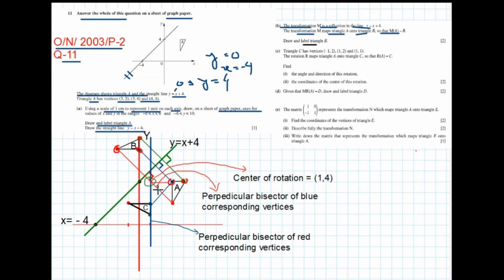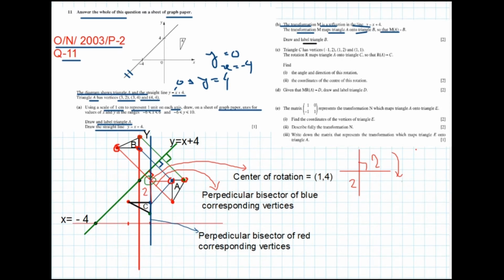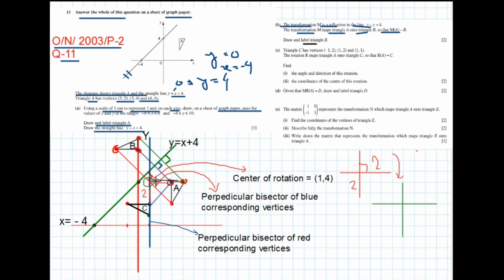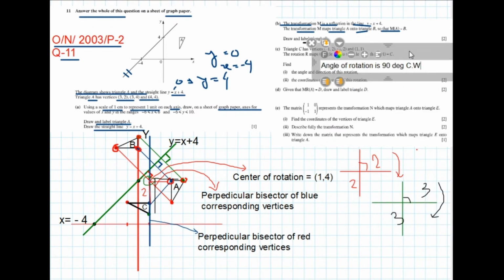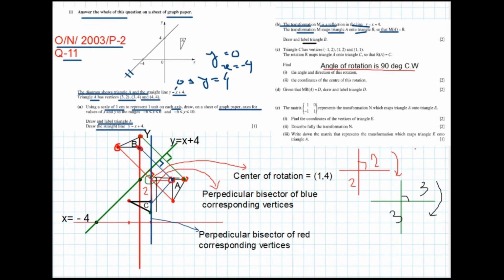The blue vertex of triangle A is 2 blocks right from the center of rotation. After rotation of 90 degrees clockwise, we get the corresponding blue vertex of triangle C, which is 2 blocks down. The green vertex of triangle A from the center of rotation is 3 blocks right, as shown on the plus sign. After rotation of 90 degrees clockwise, it will be 3 blocks down. So the angle of rotation is 90 degrees clockwise, which is our answer.